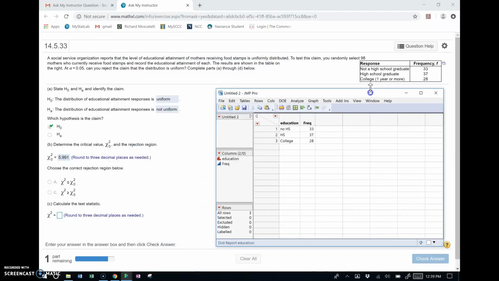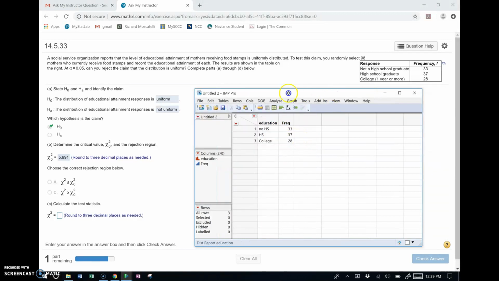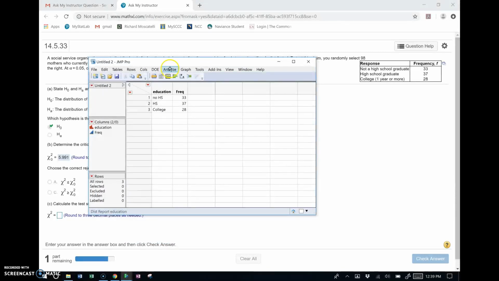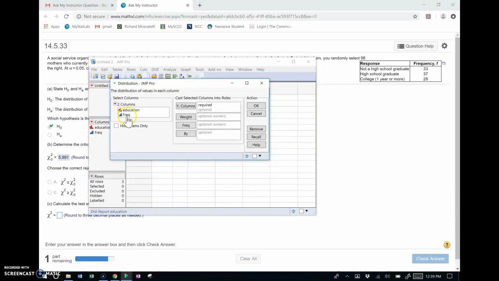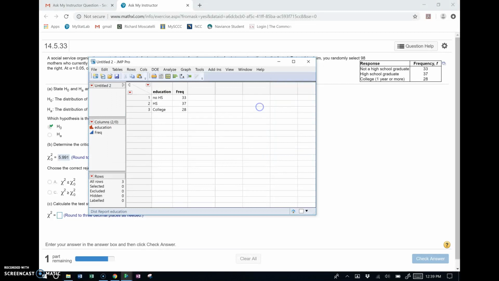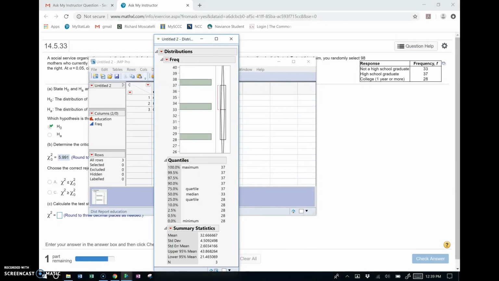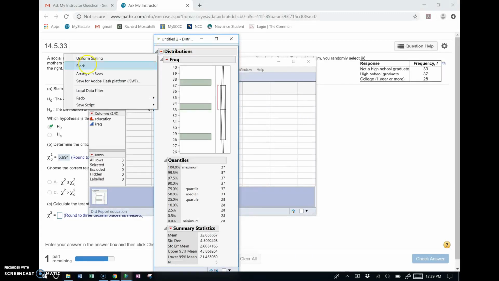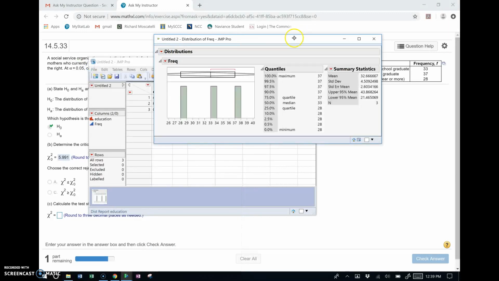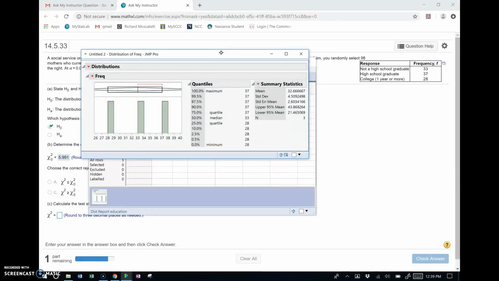I created a new data table, and I called it no high school, high school, college, and here's the frequencies. So typically what you would do is you would go to Analyze Distribution, and you would grab the frequencies and drag them into your Y columns. So let me go ahead and do that. And say OK. And it's going to create a histogram for me. So here's the histogram. Now, I don't like to view this vertically. I like to view it horizontally. So if you click the little red triangle and say stack, it just makes it more pleasing to look at. All right, so there it is.